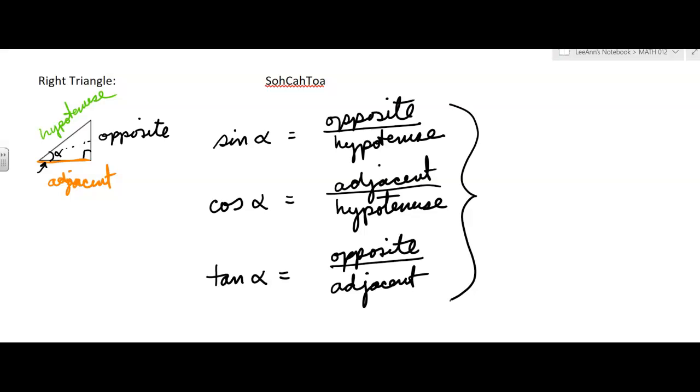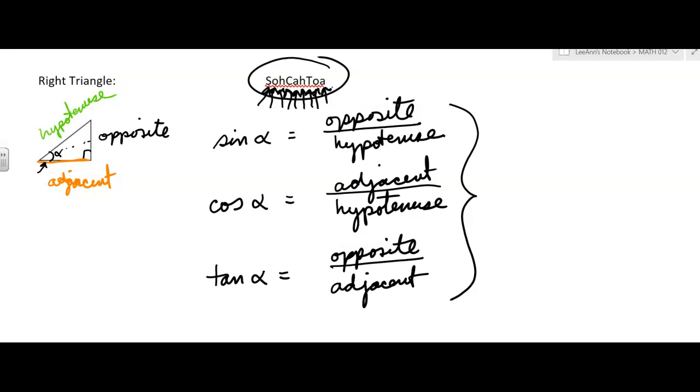There's a little acronym, Sohcahtoa, I think that's how they say it. I didn't learn the acronym, so I don't usually use it. But if you look at sine, opposite over hypotenuse, cosine, adjacent over hypotenuse, tangent, opposite over adjacent, it's just to help you remember the ratios, okay? So that's what they are.